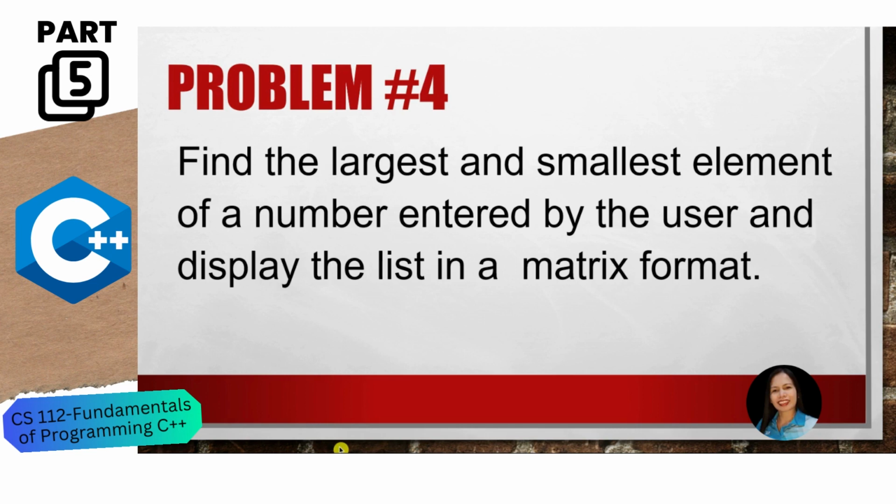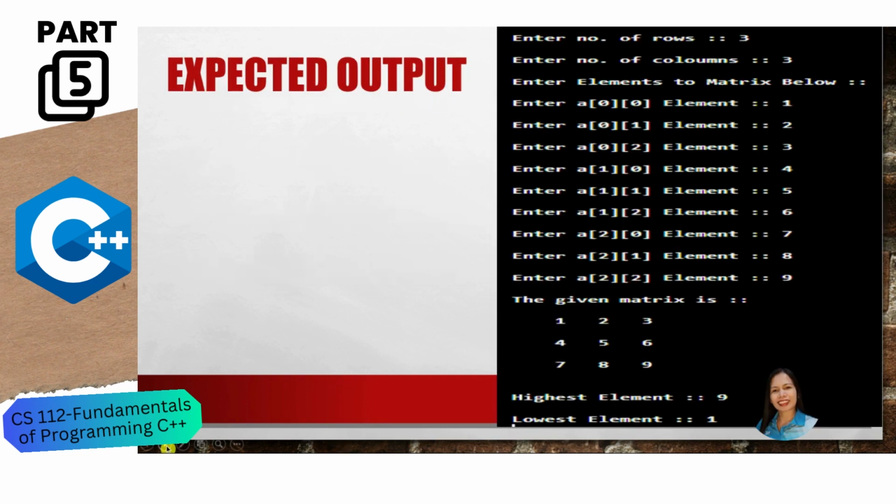Before diving into coding, let's first analyze the sample output. If you can see here on the right side, my sample output, the user was asked to enter the number of rows, which I entered as 3. And then for the number of columns, I also entered 3. After that, I entered the numbers 1 to 9.